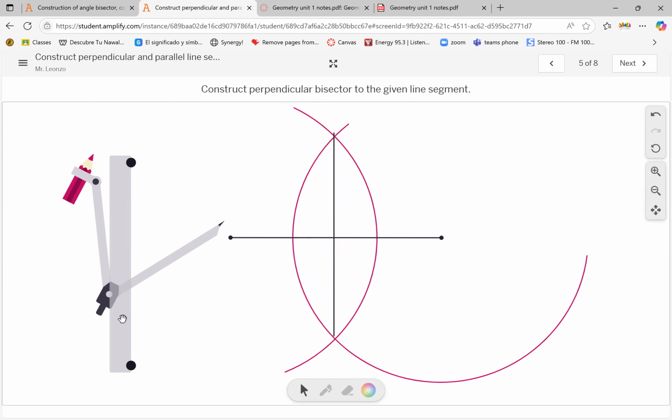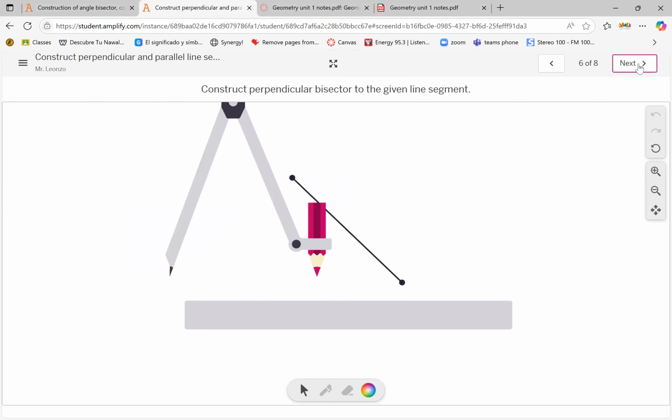Now this is a very, very important construction because not only did I create something at 90 degrees, but because it goes through the middle, I can find, so let me just mark this right here. This point, you don't have to mark it again, but this point is the point in the middle of my segment. Very, very important. We're going to use that later on. Okay, so that's not bad. You guys should be able to do number 5 and number 6, construct a perpendicular bisector.